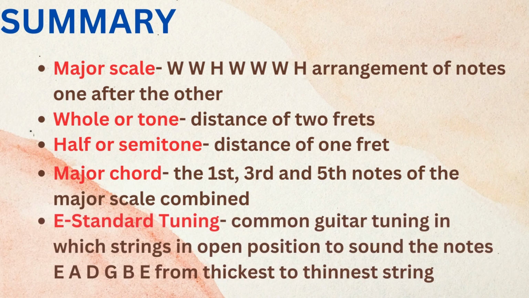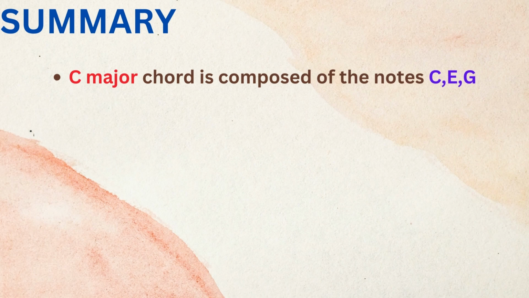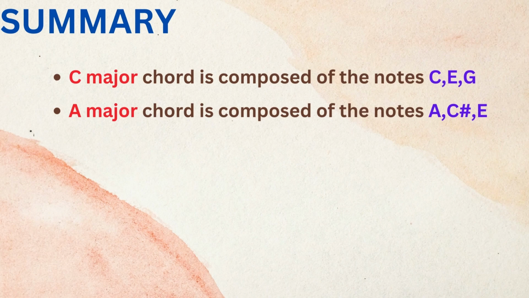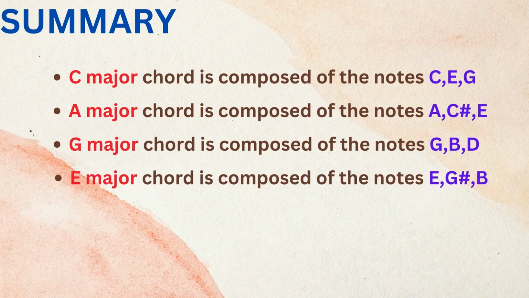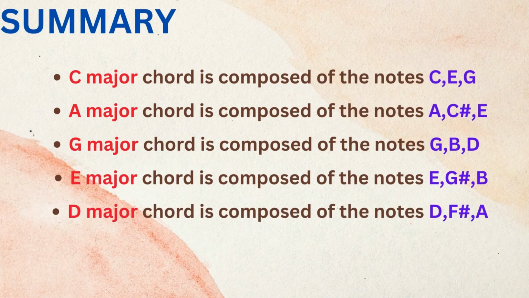E standard tuning is the common guitar tuning in which strings in open position will sound the notes E, A, D, G, B, E from thickest to thinnest string. C major chord is composed of the notes C, E, and G. A major chord is composed of A, C sharp, and E. G major is composed of G, B, and D. E major is composed of E, G sharp, and B. D major is composed of D, F sharp, and A.